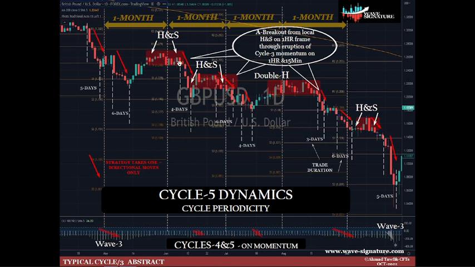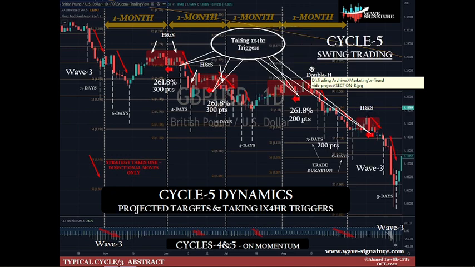The trigger now, also these internal head and shoulders, becomes a breakout from local head and shoulders on the 1 hour frame through eruption of cycle 3 momentum on the 1 hour and the 15-minute chart. Let's take a look at the targets.